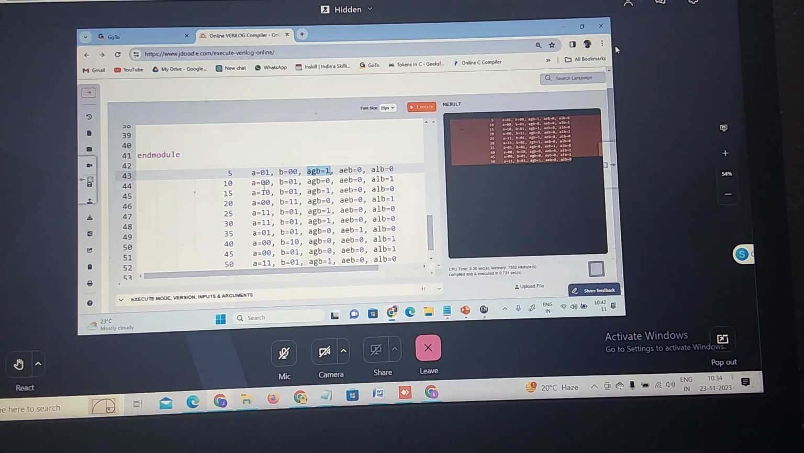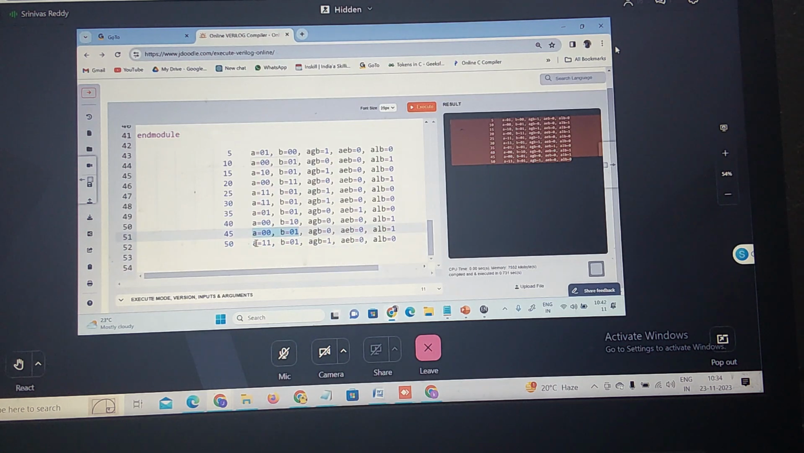Correct? Next, 0, 0 and 0, 1, what does it mean? A less than B is 1. Correct? Now this is nothing but greater than, this is less than, this is greater than, equal, this is less than, less than, greater than.